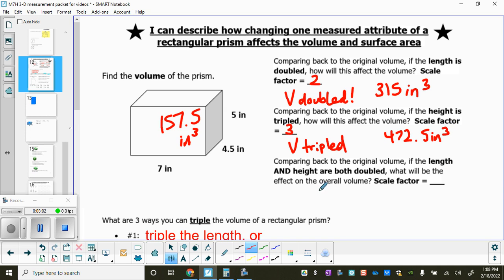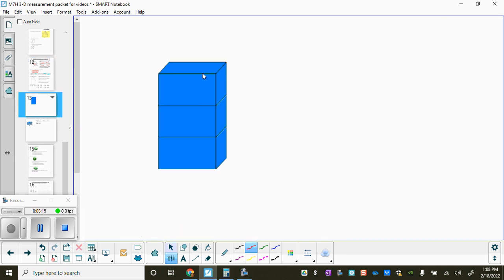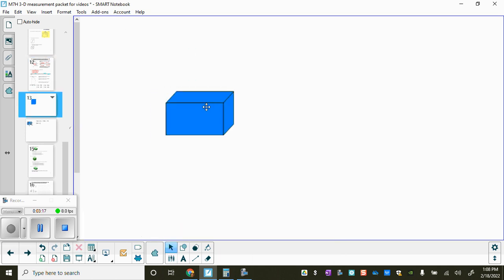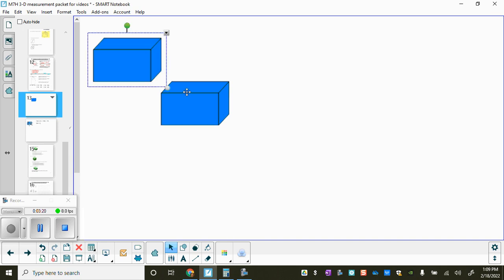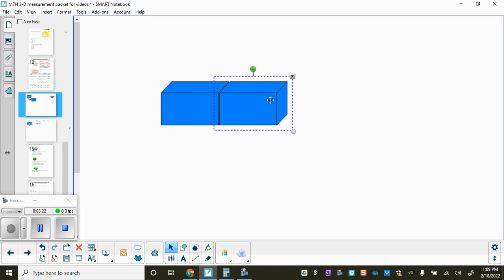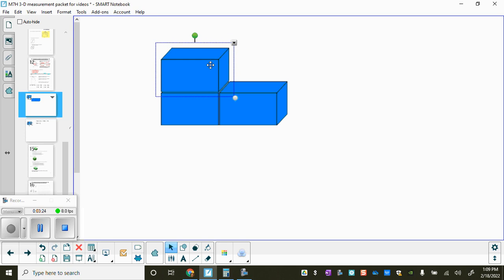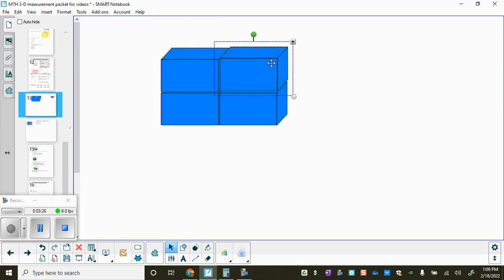All right, cool. Now again, comparing back to the original volume here, if the length and the height both get doubled, what will be the effect on the overall volume? So let's go back to this picture here. Let me get rid of the height tripling example. So here's my original box. We said that the length is going to double and the height will also double. So if it's twice as long and twice as tall, do you guys see that there's now 4 boxes? So it's going to hold 4 times as much.